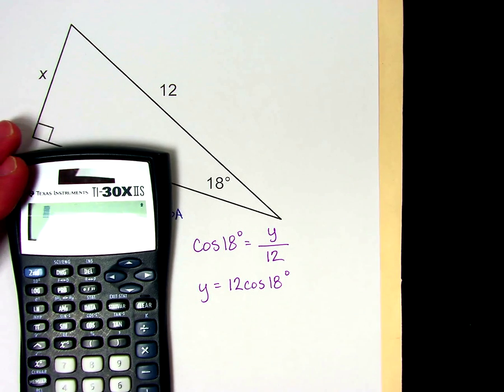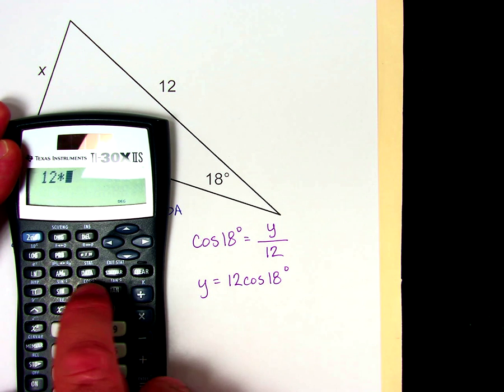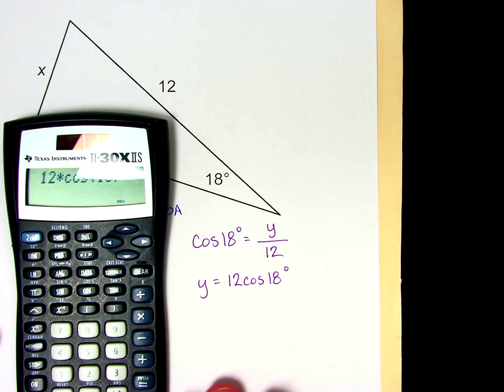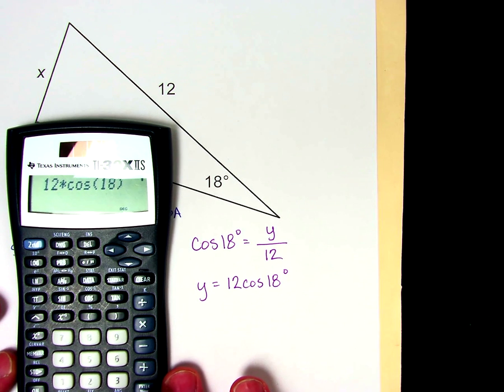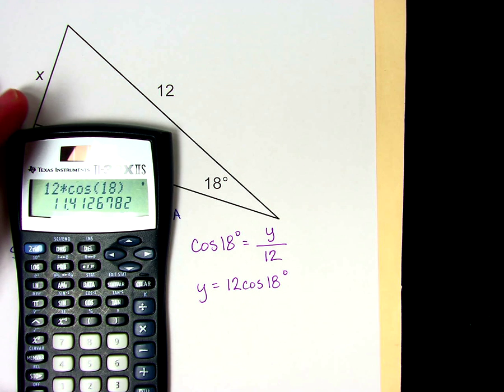Now, get my calculator out. This is one where I see all the operations. So I have 12 times cosine 18. Get that out of the glare if I can a little bit. Hit enter, and that value is about 11.4.